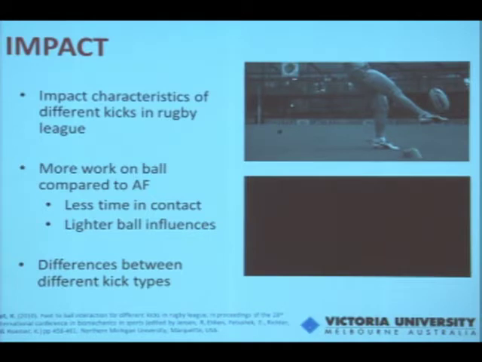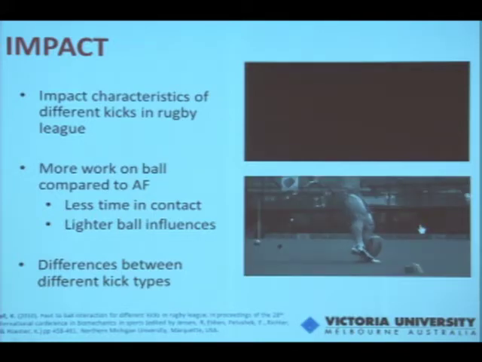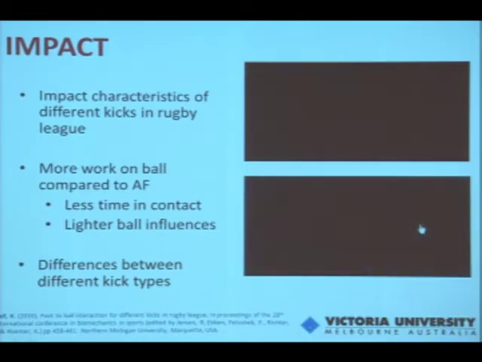Moving to rugby league, we had a look at different rugby league kicks, specifically drop kicks, grubbers, bombs, goal kicks as well. But I wanted to have a look at how impact characteristics looked for rugby league kicks compared to AFL. We also did this with rugby union. What we found was quite interesting, that there's more work done on the ball compared to AFL. There's less time in contact, and it is a slightly lighter ball, so that's probably contributing. So for the same force application, you get a greater acceleration off the boot.